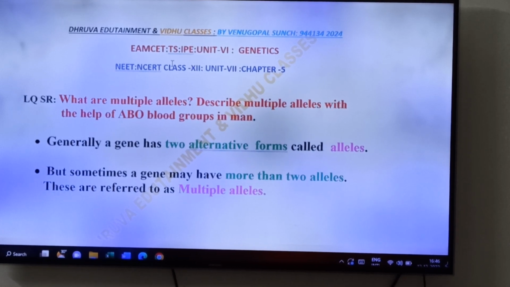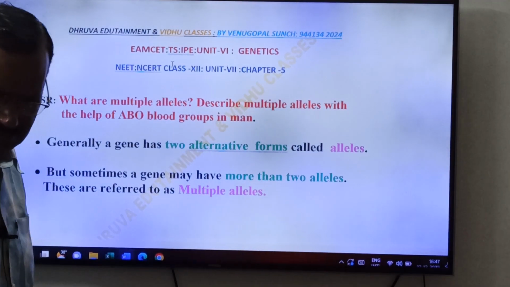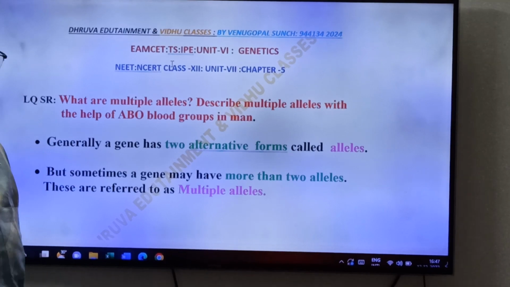That is, what are multiple alleles? Describe multiple alleles with the help of ABO blood groups in man. Friends, what are multiple alleles? Describe multiple alleles with the help of ABO blood groups in man. Friends, this is our question.